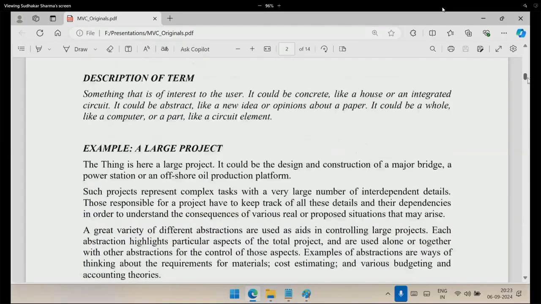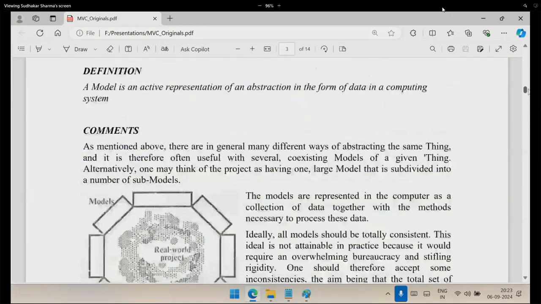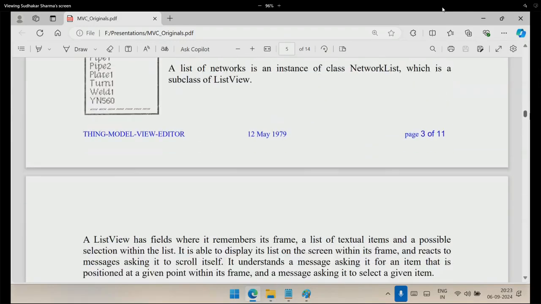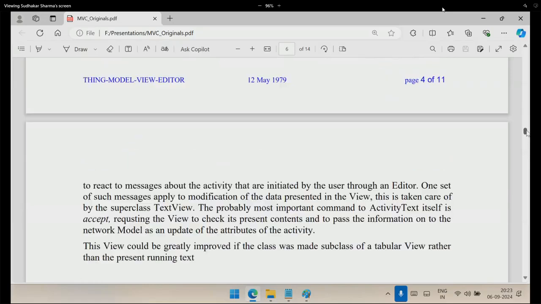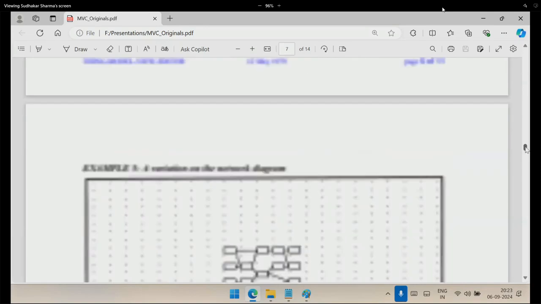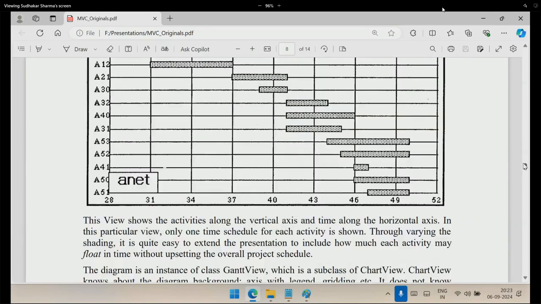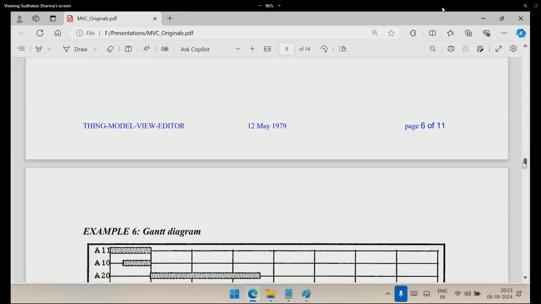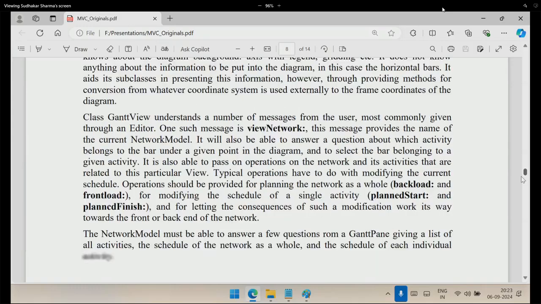He explained why he had to invent this. He was working on a project. This is his original document. It is a very rare document. Actually, it is present in a handwritten script, and we converted it to PDF. He released this in 1979; this document was published to tell the world about MVC.